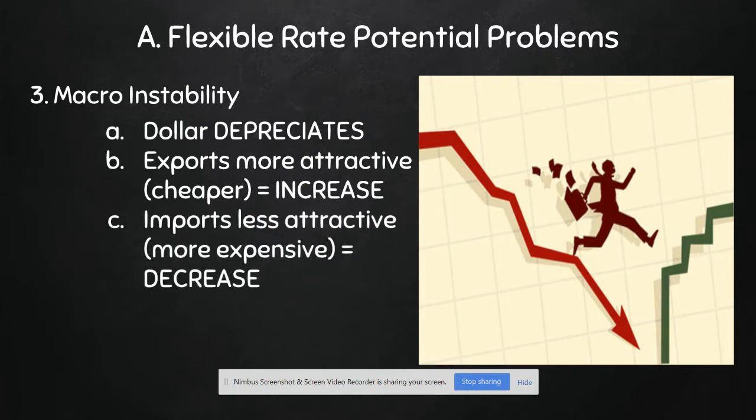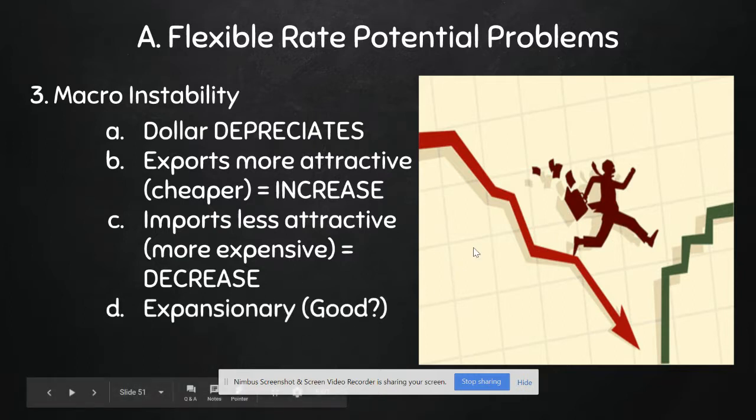My imports are less attractive because my American dollar buys fewer foreign dollars, so imports look more expensive, so I decrease imports. So my net exports are rising, which is expansionary. Well, normally that would be good. In a time where I have an inflationary gap or currently have full employment, this can be very, very bad. This can kick me into hyperinflation if I'm not careful.